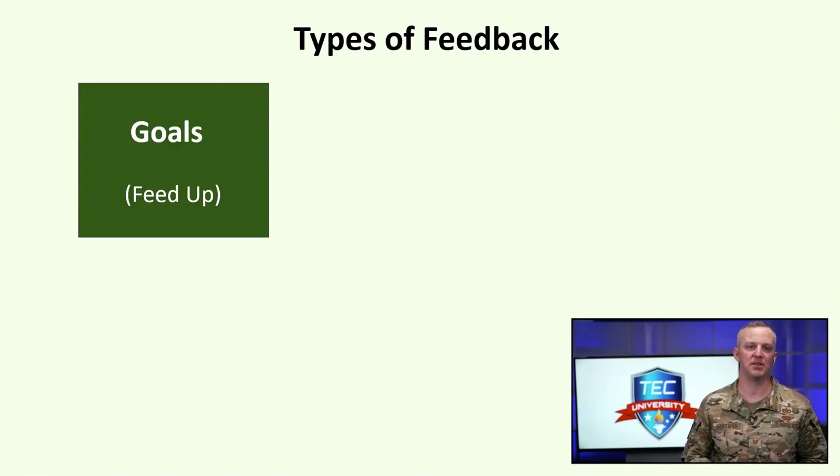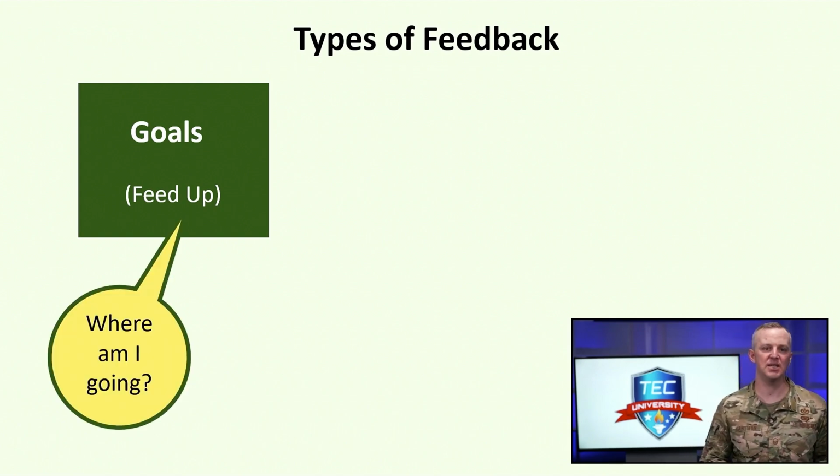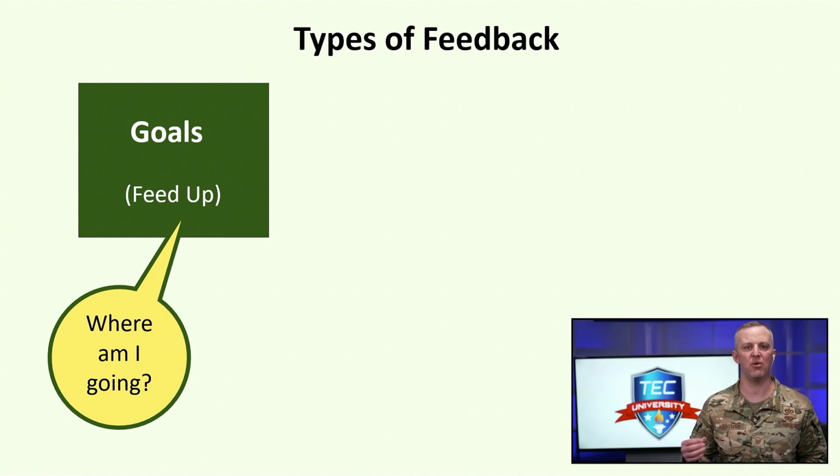Well, we like to look at them like this. First, we have goals. We like to say feed up, give them feedback on specific goals. What we like to say is, where am I going? So we take an individual, and you can do this on yourself as well, and think about where you're going. So have an individual, your supervisor or mentor, that knows your goals, and they can help and give you feedback on those specific goals to help you get there.